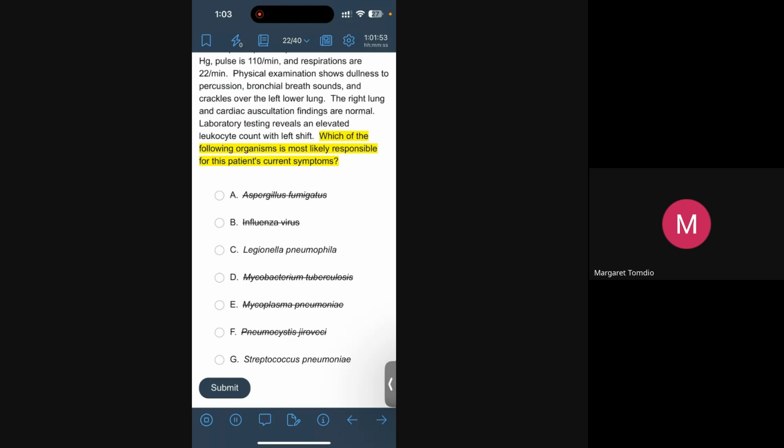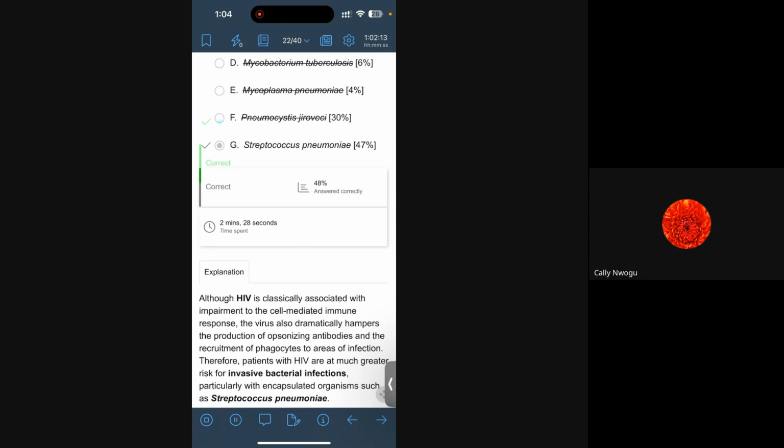We know when Legionella causes infection, we are going to see hyponatremia, watery diarrhea, confusion, and other symptoms as well, like fever. But our patient is only showing the symptoms of pneumonia, which is much more consistent with strep pneumo. Strep pneumo is the answer.